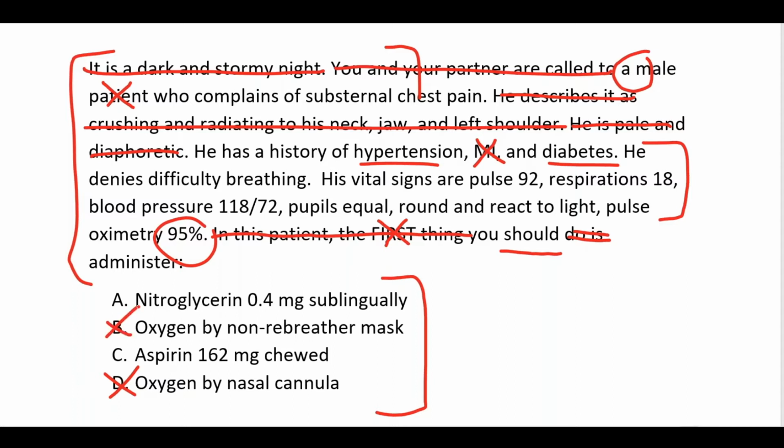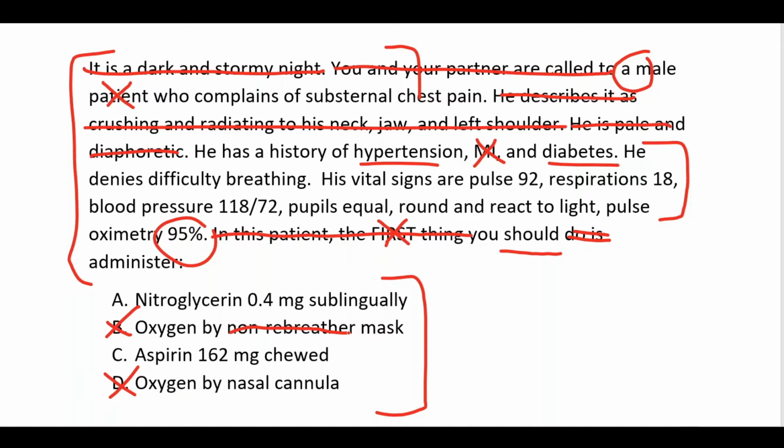Oxygen by non-rebreather mask isn't the answer. Oxygen by non-rebreather is definitely not the answer. But now you have aspirin and nitroglycerin. Well, a patient might get both of these things. If he was pale and diaphoretic and he had a rapid pulse, you might want to be a little bit more cautious with the nitro.